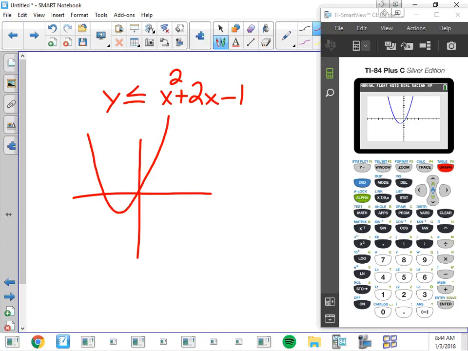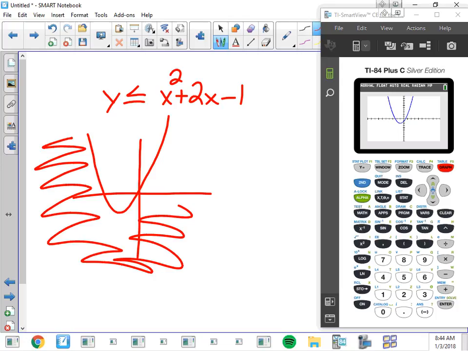And am I going to shade above or shade below? Well, look at the y. Y is smaller than the equation. So the answer would be all of this stuff. Does that make sense?